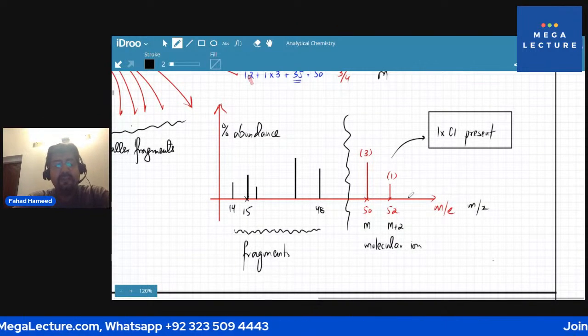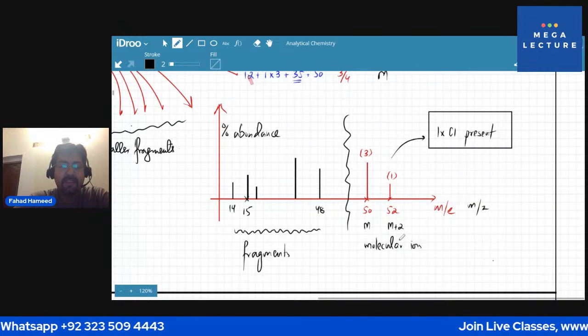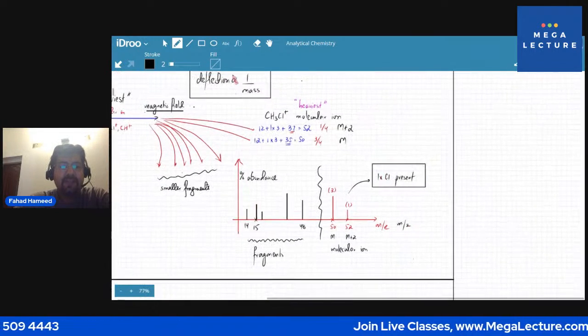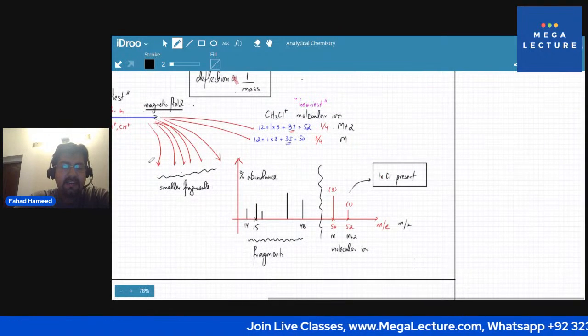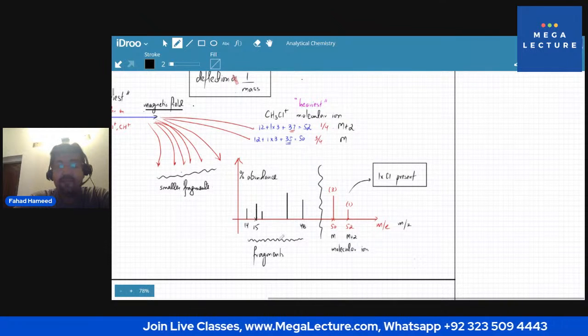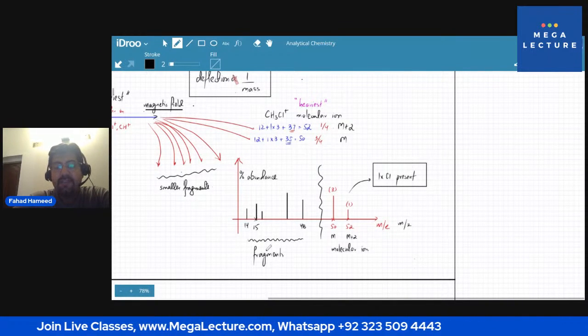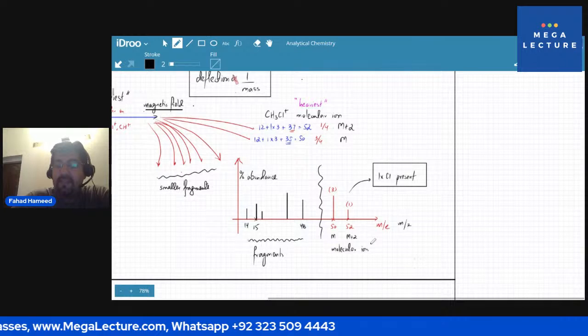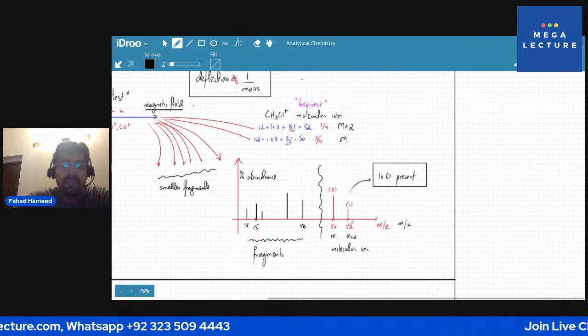The heaviest ones are your molecular ions. And then you'll have all sorts of lighter particles that are getting detected. So those lighter particles would be your fragments. Now, our focus at the moment is your heaviest particle. That's your molecular ion. I'm going to focus on that.